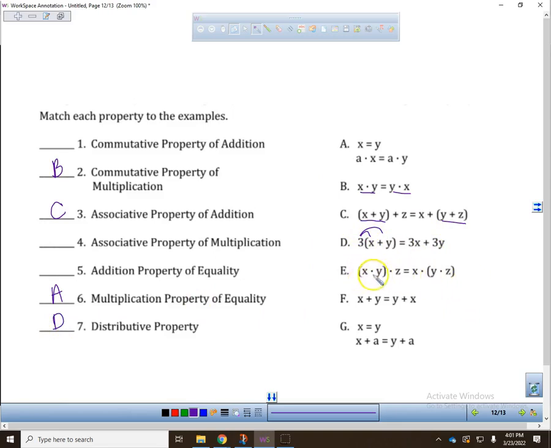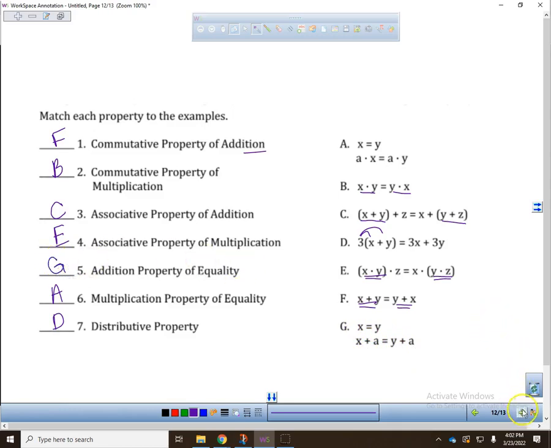Next we've got, again, a change of grouping. I see that my grouping here is x times y, then it's y times z. So with just the change in grouping, the moving of the parentheses, that's going to be the associative property of multiplication. Next we have x plus y is the same thing as y plus x. Commutative property, my x and y's commute to another location, and with multiplication and addition, the value remains the same. Finally, I've got x and y are the same. If I add a to both sides, it's still equivalent, and that's going to be the addition property of equality.